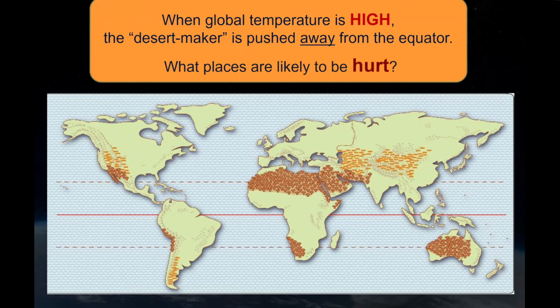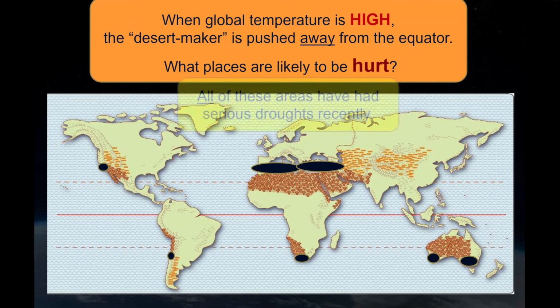What places are likely to be hurt when this happens? The most dramatic place is going to be right around the Mediterranean, in southern Spain, Greece, southern Italy, North Africa. But it'll also affect places in Southern California and in the same areas in the Southern Hemisphere, just a little farther away from the equator than where the deserts are.